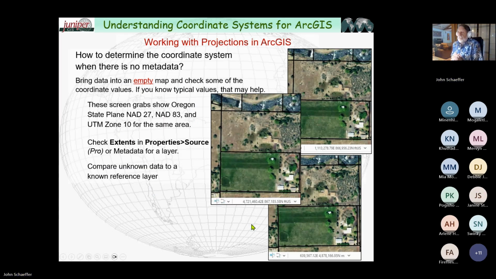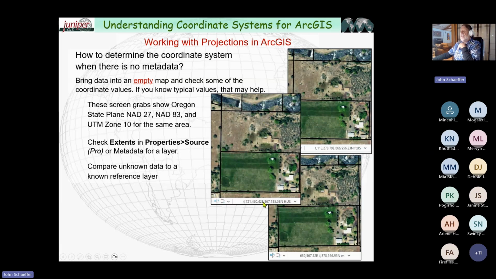Now, another thing is how to determine the coordinate system when there is no metadata. So you don't have any metadata. Well, you can bring data into an empty map and check some of the coordinate values. If you know typical values, they may help. So this again goes back to slide maybe about 15, where I say we have all these different coordinate systems used in my area of Oregon. And because I know a few things about those coordinate systems, then I know what's going on. So this, again, is my house here. You can see how well my neighbor has irrigated his property versus mine.